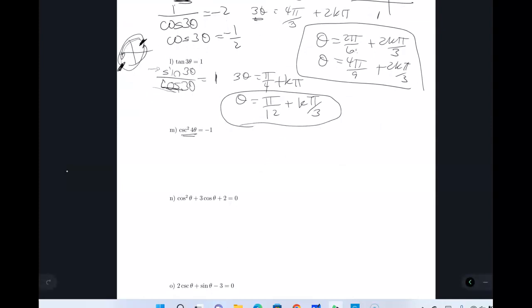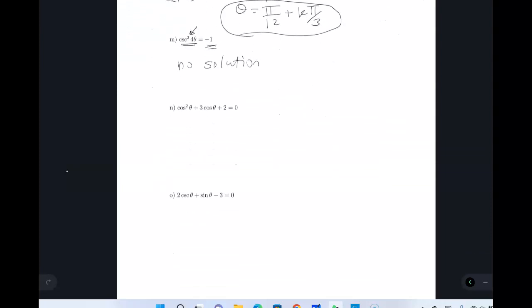All right, cosecant squared. I need to take the square root first, right? Wait a minute. It's got a negative, so there's no solution because I can't take the square root of a negative number, so that one's done.